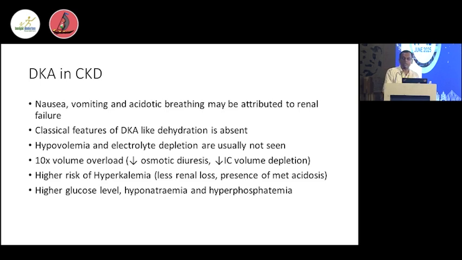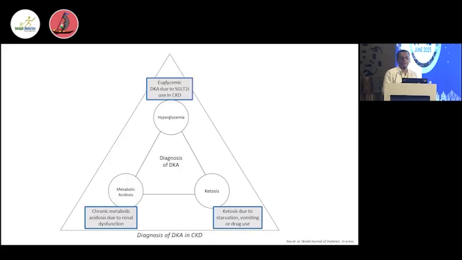So DKA in chronic kidney disease, like in this patient: almost 7.5% of the patients admitted in DKA have end-stage renal disease, and these patients have a higher rate of complications, like increased hospital stay, higher readmission rate, increased mortality as well as increased hypoglycemia rate. The problem with this patient is from the presentation point of view also: nausea, vomiting, acidotic breathing, sometimes we think it is because of renal failure per se rather than the DKA.